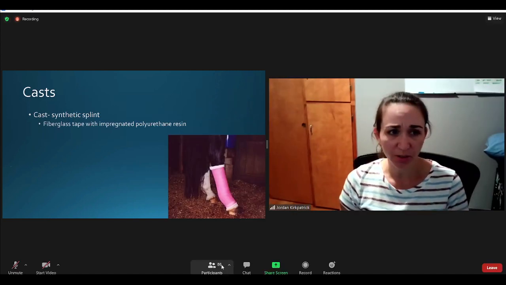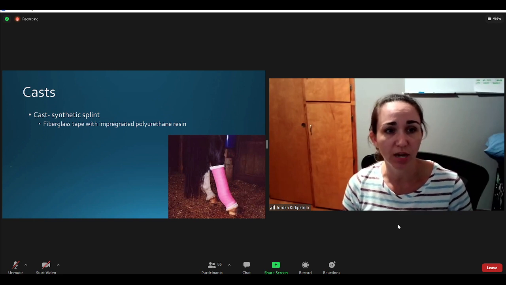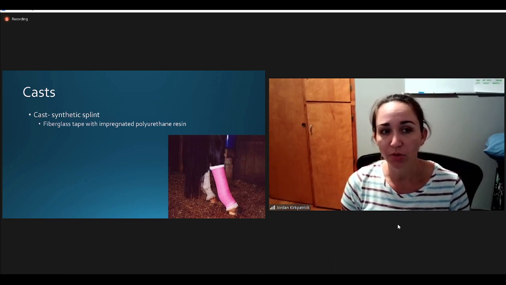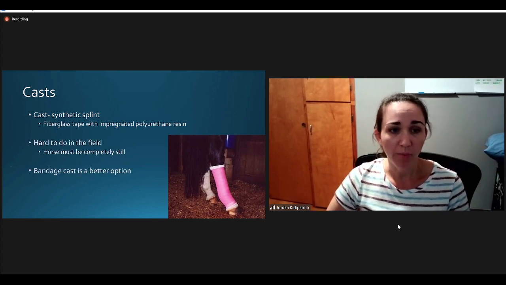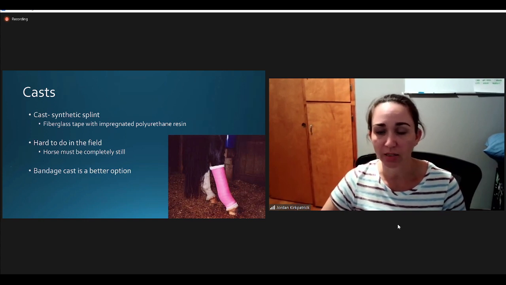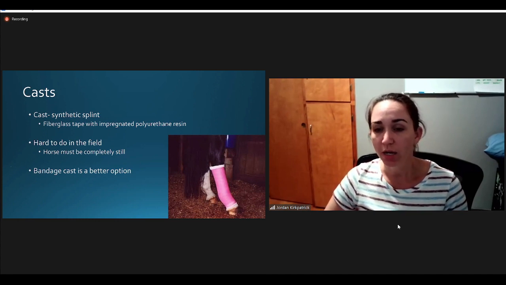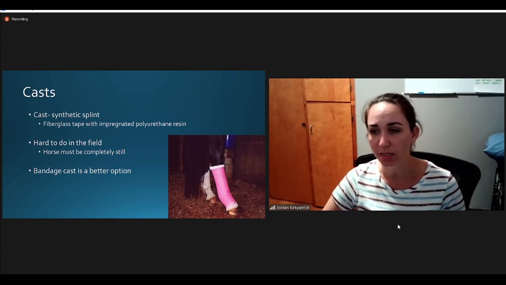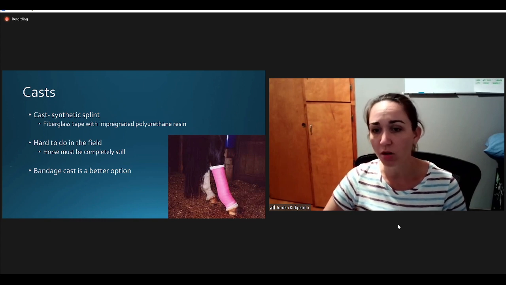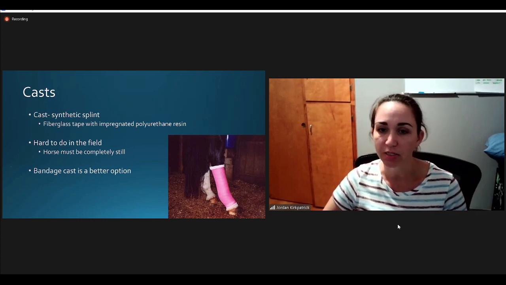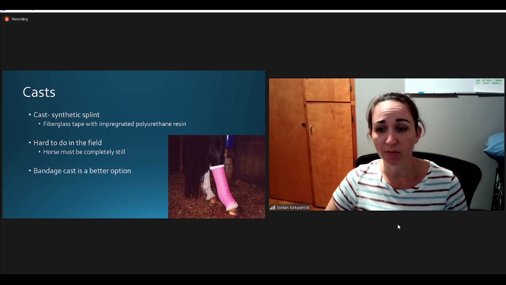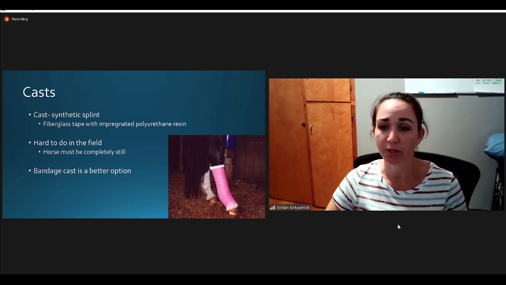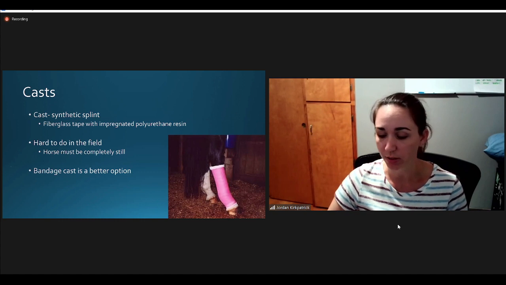Again, cast material: if you wanted to put a cast on like that bandage cast, it's a synthetic splint. We use fiberglass tape, which is what we have here. It's the most common casting material. This is really hard to do in the field because for a true cast, the horse has to be completely still. So we tend to place these under general anesthesia where they can't move, because it takes about 10 to 15 minutes for the casting material to set. If they move at all, it can create very small micro bends in the casting material, which can increase their risk for complications with cast sores. In the field, a bandage cast is a better option, where you place the bandage and then the casting material around that bandage.